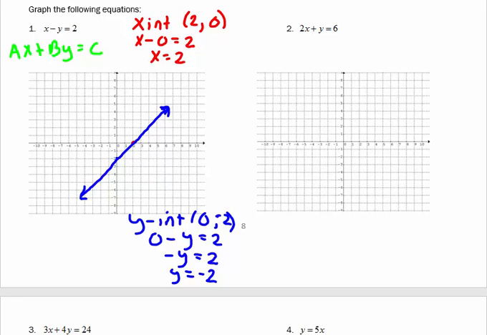Now let's look at number 2. 2x plus y equals 6. Again, it's in the form of ax plus by equals c, so I'm going to do the intercept method.